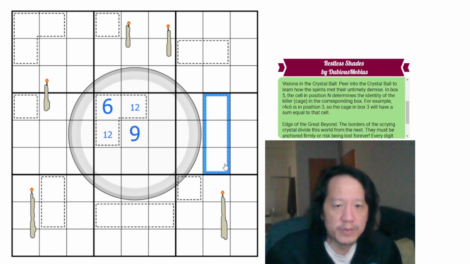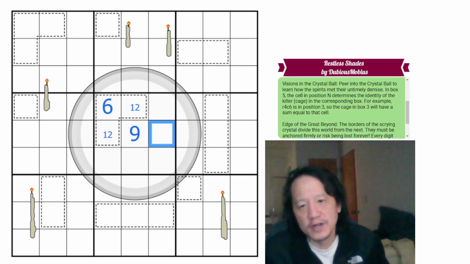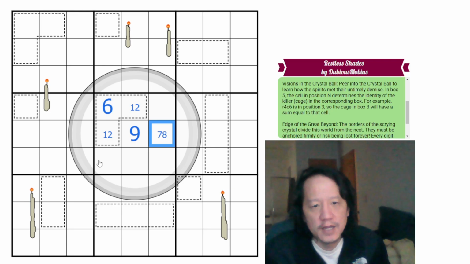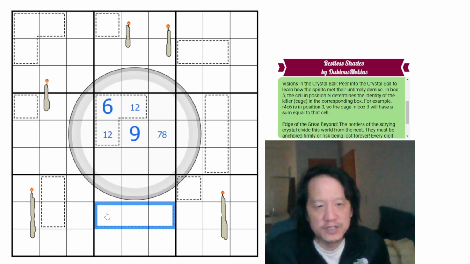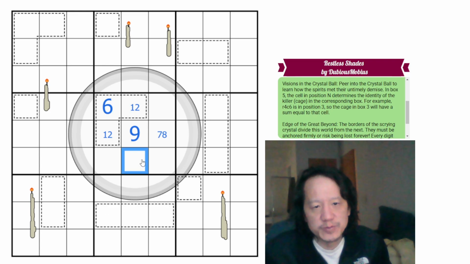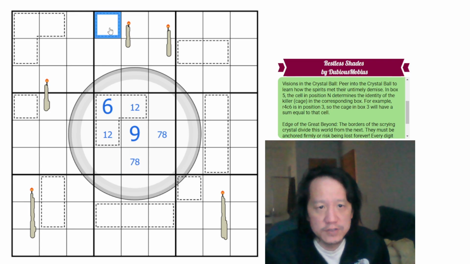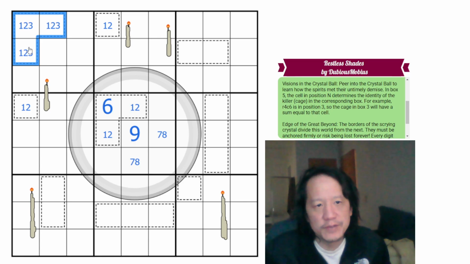This is also the sum of 3 unique digits because of the cage in box 6, so it must be 7 or 8 because 6 and 9 are already taken. And this must be the sum of 3 unique digits in box 8, so that also must be 7 or 8. So this is a 1 or 2, this is a 1 or 2. In addition, we know that these 3 digits must add up to 6, so it's 1, 2, and 3. But this 1, 2 is the same as this one.